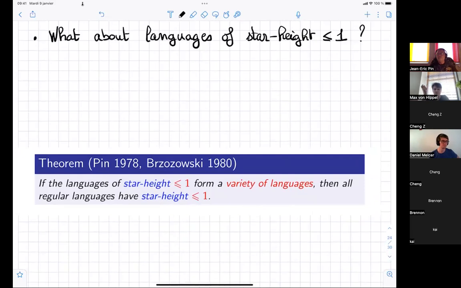Is that just because you take like the empty language and then you do a product with your arbitrary language of higher star height, and then it has to be within your variety and you've arrived at a contradiction? No.